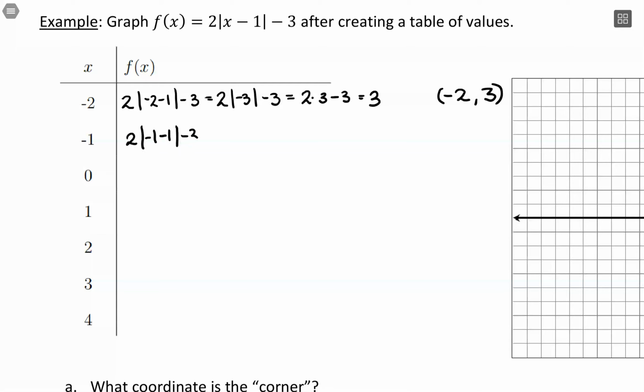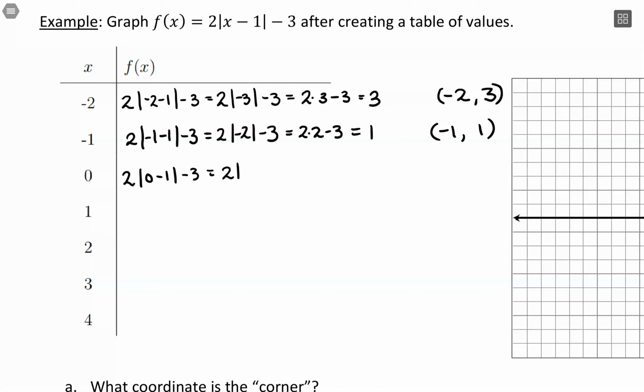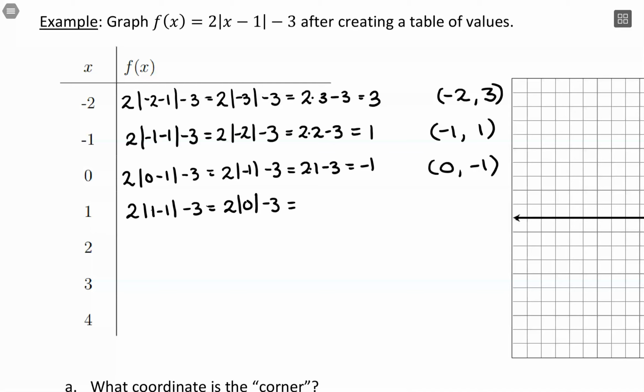So if we plug in -1, we'll have 2 times the absolute value of -2, which will be 2 times positive 2 minus 3, which is 1. So we have this coordinate -1, positive 1. If we plug in 0, we'll have 2 times the absolute value of -1 minus 3. So that's 2 times positive 1 minus 3, so that's a -1. So we have 0, -1. If we plug in positive 1, we'll have 1 minus 1 minus 3, which is 2 times the absolute value of 0, which is just 0. So this is going to come out to a -3.